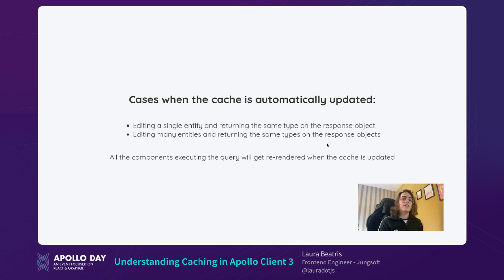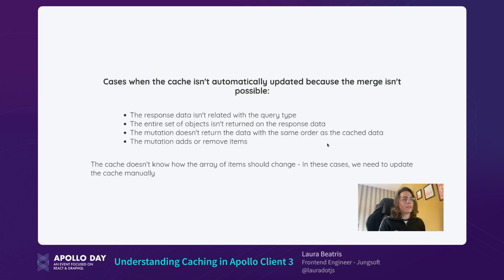But life is not easy, and there are cases when the cache isn't automatically updated because the merge isn't possible. When the merge isn't possible, for instance, if you have a query which returns a user and you execute a mutation to, let's say, edit a user, right? Instead of the mutation returning the updated user, the mutation returns a Boolean. So there's no way for Apollo to merge the fields because they aren't related at all.